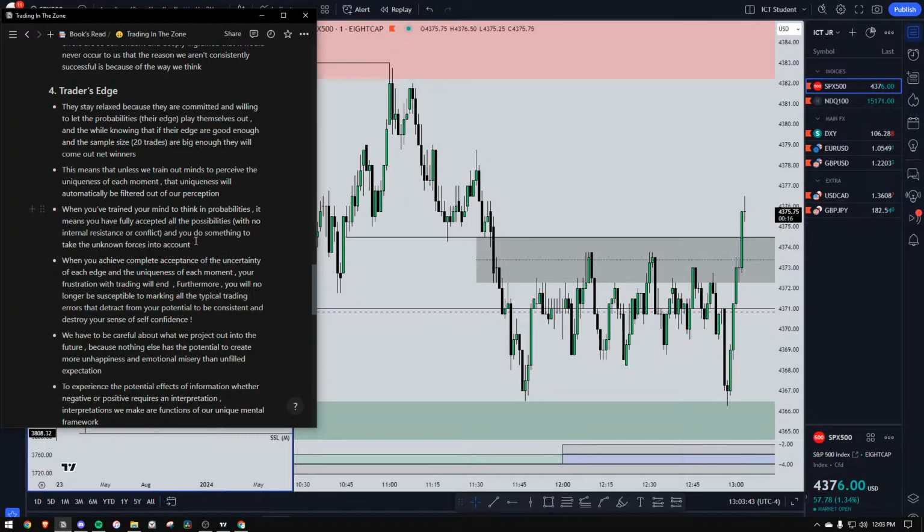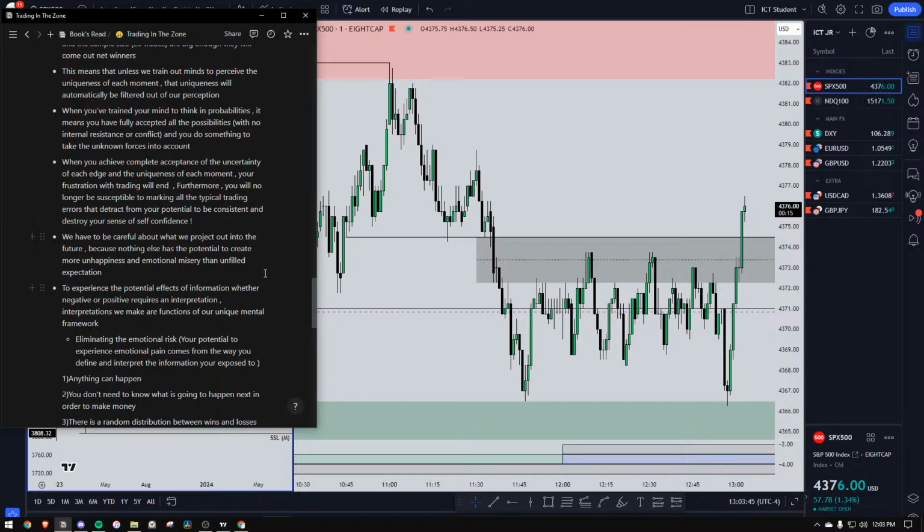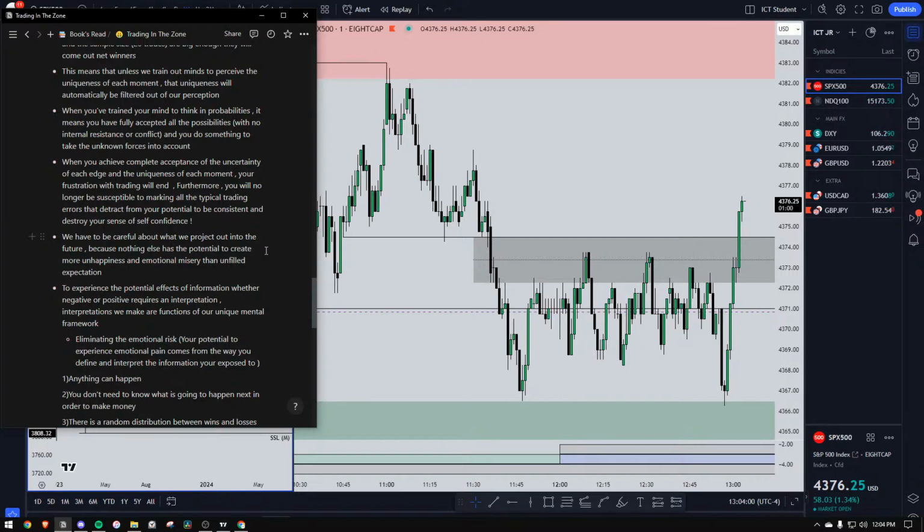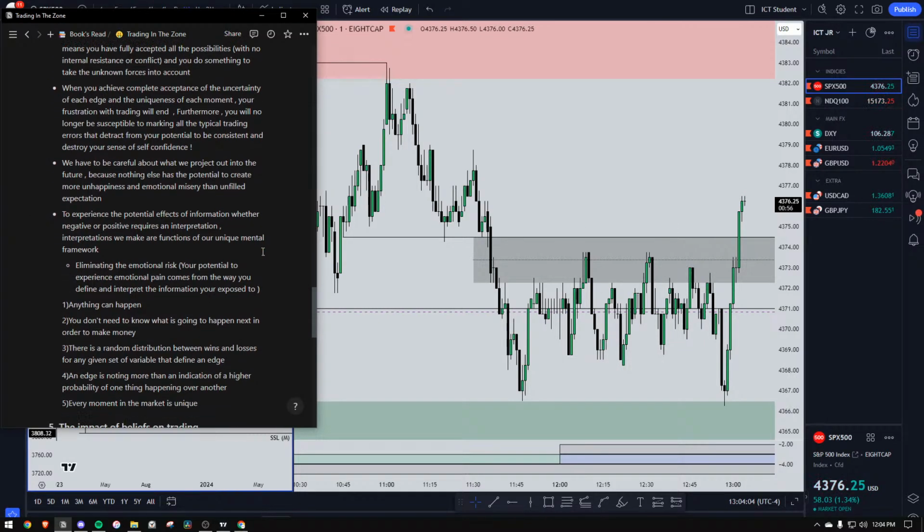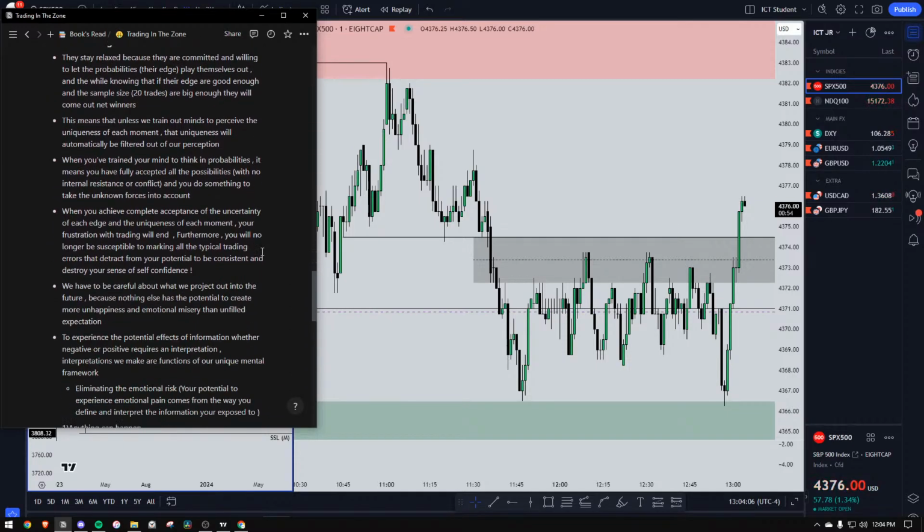I think this one will be really good. When you have achieved complete acceptance of the uncertainty of each edge and the uniqueness of each moment, your frustration with trading will end. Furthermore, you will no longer be susceptible to making all the typical trading errors that detract from your potential to be consistent and destroy your sense of self-confidence. I think this is the longest one. Damn, that's long. I took a lot of notes there.